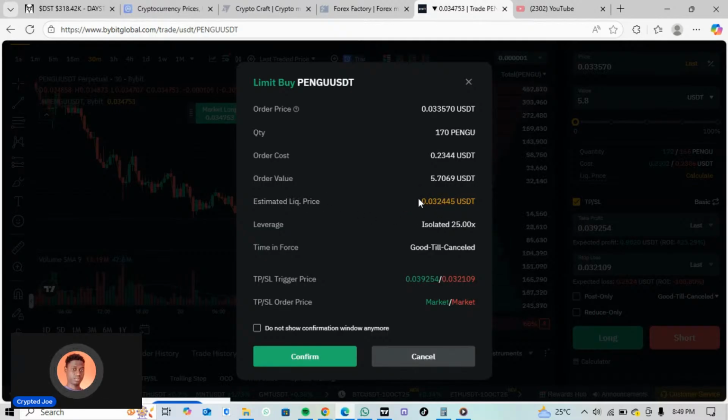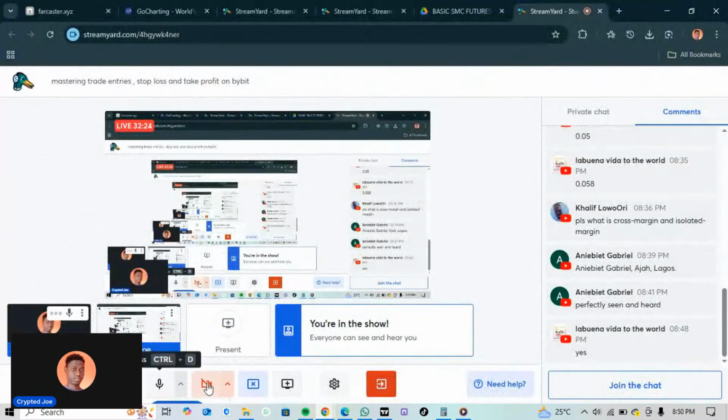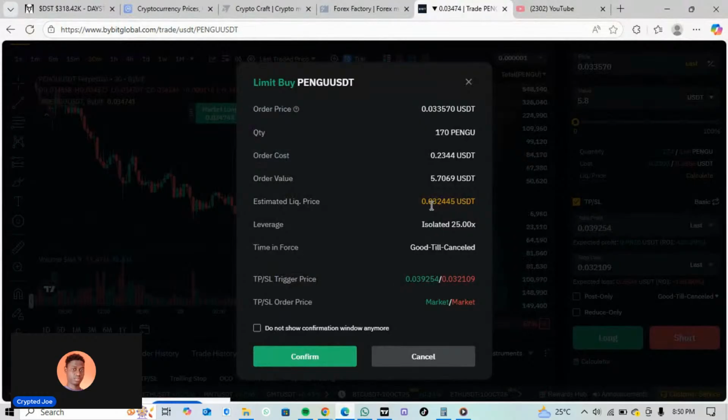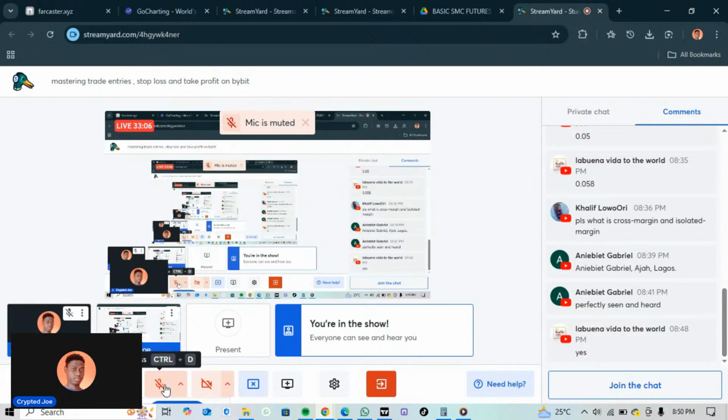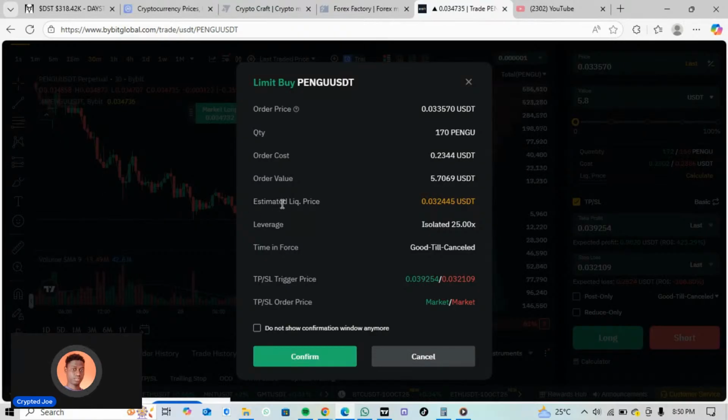So in this particular example, we have our liquidation price as 0.003. Sorry for that, I needed to check something.